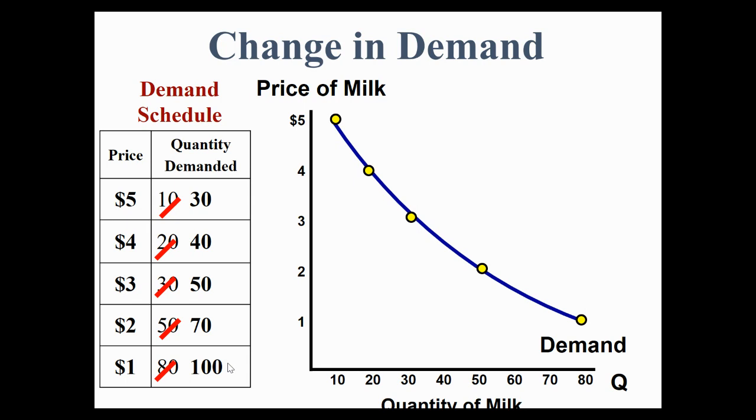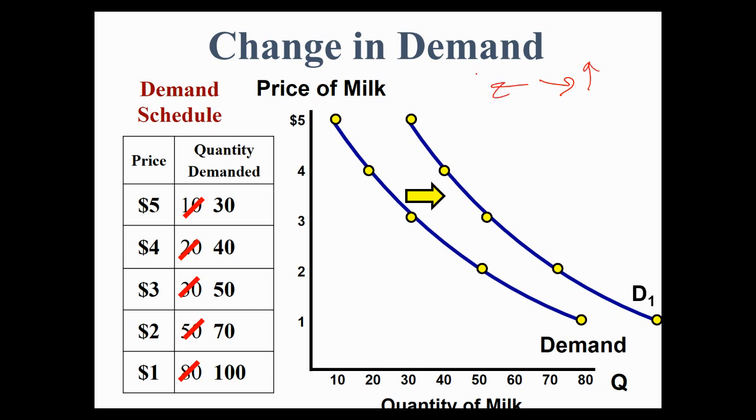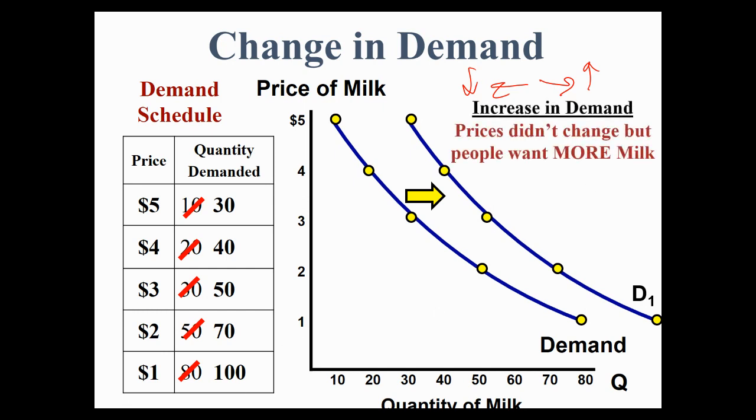Now we say milk will make you smarter. So what happens? We see that the quantity demanded goes up, right? But the price doesn't change. So essentially what we're getting here is a shift right in demand. Now, once again, remember I said before, if we go right, that's an increase, and if we go left, that's a decrease. Well, here, a shift right is an increase in demand. So essentially, the price didn't change, but more people are willing to buy it.